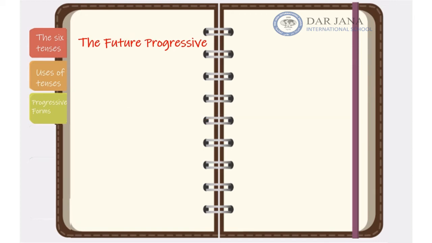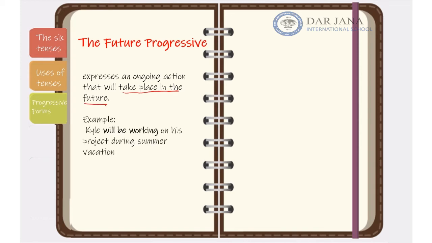The future progressive, again, focuses on the continuity of the action, but that will take place in the future. Okay? So, an example here, Kyle will be working on his project during summer vacation. Will be working, shows continuity. And you have during summer vacation, this is the time phrase here.